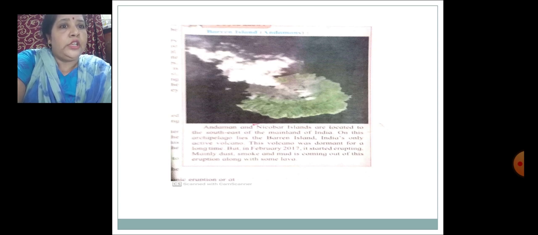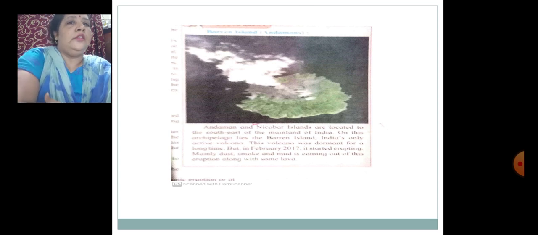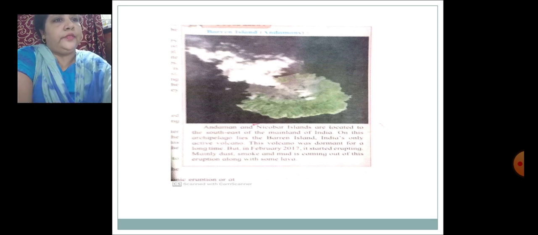This volcano was dormant for a long time. What is the meaning of dormant here? Not active. It was not erupting for a long time. But in February 2017, this Barren Island volcano erupted again. Along with other things, dust, smoke and mud also came out of the eruption. So this is Barren Island.